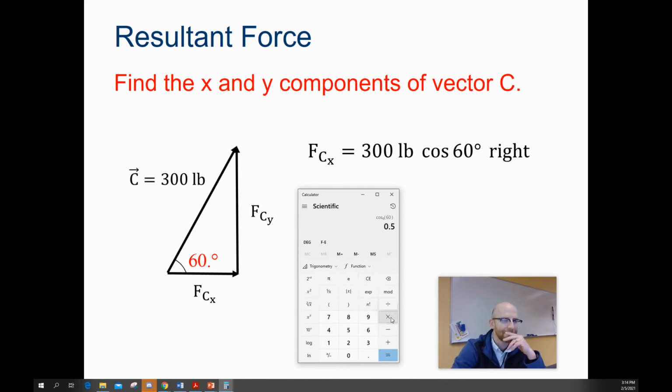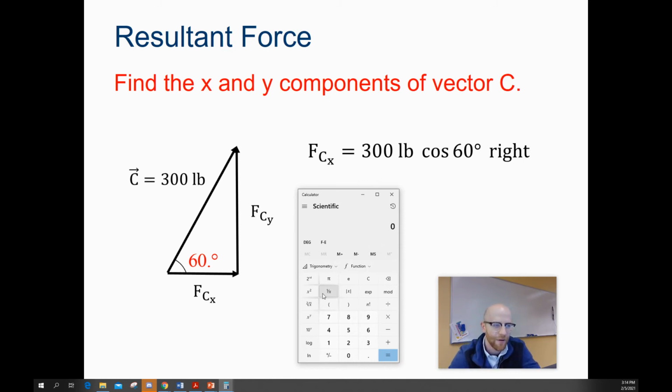We multiply this by our 300-pound vector magnitude of 150. So we have 150 pounds in the y direction. Now, just a quick smell check. Is it going to be more or less in the x direction? Well, hopefully you've determined that because it's 60 degrees, we're going to have less force in the x direction. Let's take a look.